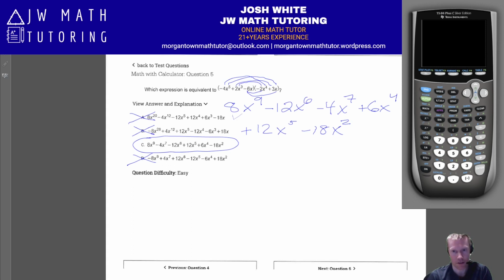8x to the ninth, check. Negative 4x to the seventh, check. Minus 12x to the sixth, check. Let's see, positive 12x to the fifth, check. Plus 6x to the fourth, check. Minus 18x squared, check. So we have the correct answer.